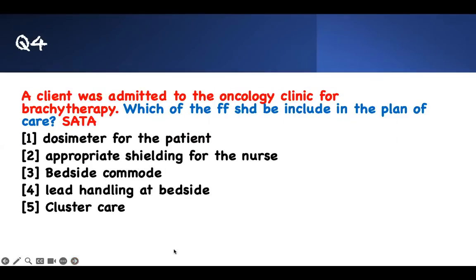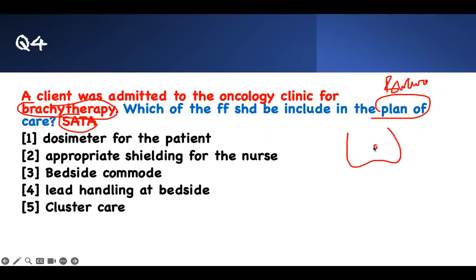A client was admitted to the oncology clinic for brachytherapy. Which of the following should be included in the plan of care? Select all that apply. The same thing, pick those that you're confident about, right? But you got to break it down. Don't answer the question until you figure out your buzzwords. SATA, brachytherapy, which should I include in the plan of care. Those are my buzzwords. Then I connect my buzzwords to make a sentence. What plan of care should I include for brachytherapy?